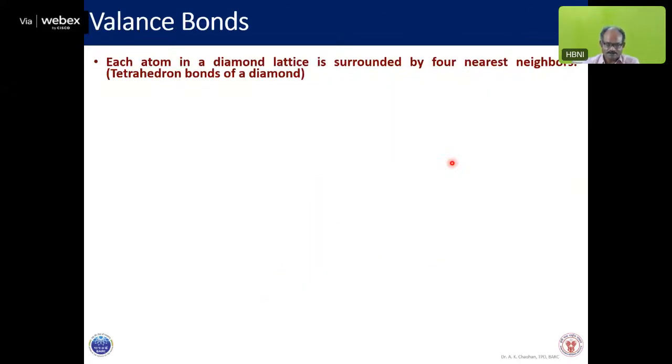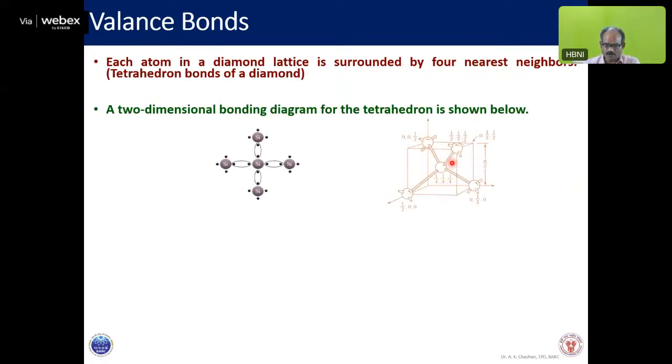Now let us see the valence bond. Each atom in a diamond lattice is surrounded by 4 nearest neighbors. Why 4 nearest neighbors? Because as I told you, it's a tetrahedral void. There was a tetrahedral void, and we have forcefully inserted an atom inside that tetrahedral void. So now the nearest atoms, which are in touch with each other, are at that tetrahedral void. So these will have 4 nearest neighbors.